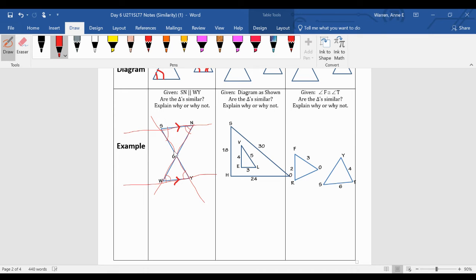Alternatively, you could have just used the vertical angles happening right here to find 2 pairs of angles, right? You only need to be able to prove 2 pairs congruent, but here I can actually prove all 3. But because of that reason, these 2 triangles are similar by angle.